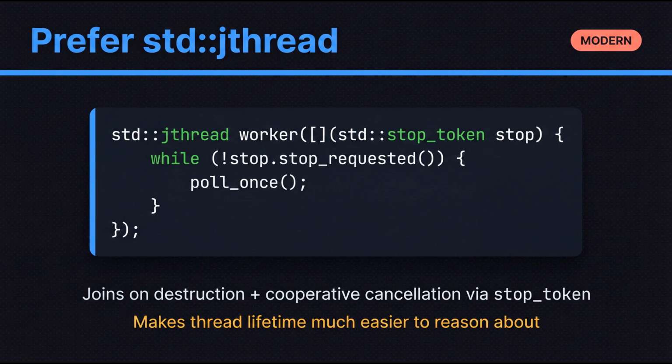C++20 introduced jthread, and it solves the join on destruction problem. When a jthread goes out of scope, it automatically requests cancellation and joins. No manual join call needed.